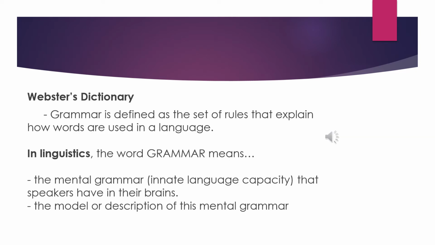Grammar in Webster's dictionary is defined as the set of rules that explain how words are used in a language. So that means that when we say grammar, there is a set of rules that needs to be followed for it to be called a grammatically correct sentence. In linguistics, however, the word grammar means the mental grammar, the innate language capacity that speakers have in their brains, and also the model or description of this mental grammar.